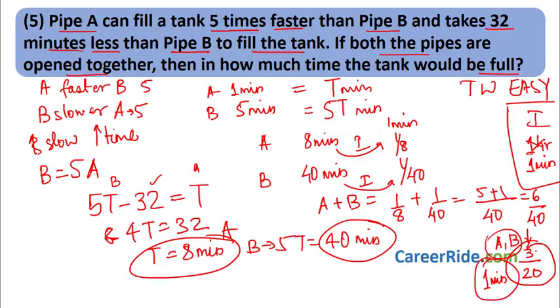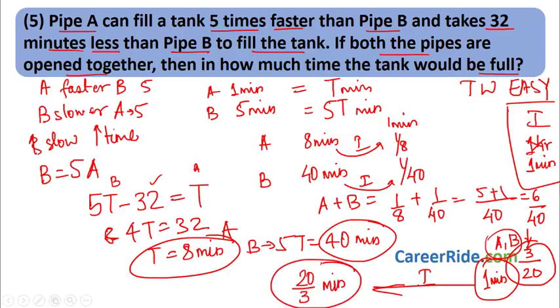So if in 1 minute 3 by 20 amount of work is done, then in how much time will the total work be done? Simply invert. What do we get? 20 upon 3 minutes. So A and B when opened simultaneously completely fill the tank in just 20 minutes.